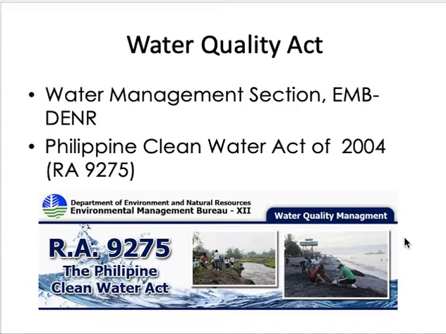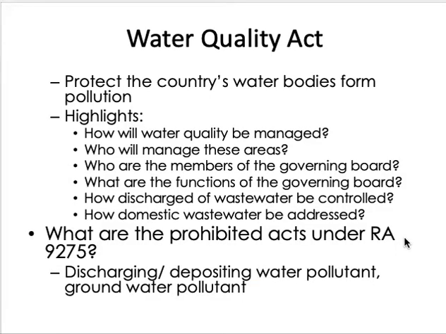So in the Philippines, we have what is called the Water Quality Act under the DENR, particularly the Water Management section of the Environmental Management Bureau. So you have the Philippine Clean Water Act of 2004, that is RA 9275, which penalizes any acts of water polluting activities and even sets standards on the utilization of different bodies of water for domestic purposes, for leisure purposes, for fisheries, and other use. So the Water Quality Act protects the country's water bodies from pollution.